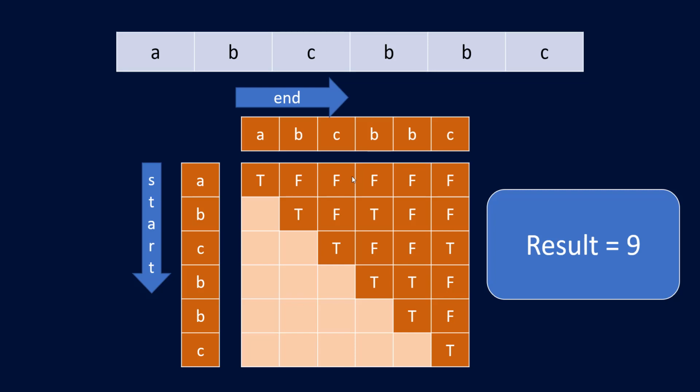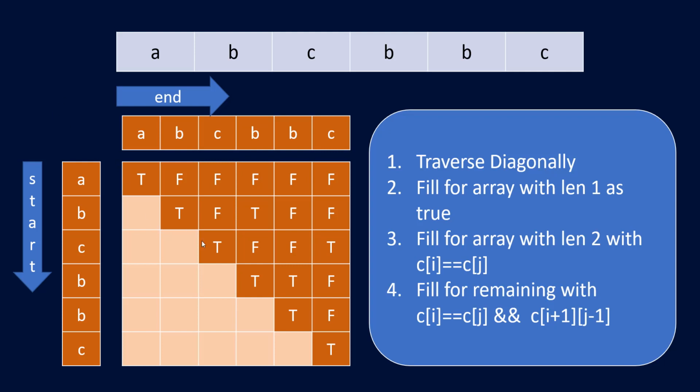So now what is it that you have done here? Here you will be traversing diagonally, and for the first base case, you will fill true for all where the length is 1. For length 2, true wherever your character at i is equal to character at j. And for the remaining, you will check the start and end character, that is character of i and j, if they are equal, and if your middle string is also a palindrome, that means your combined string is also a palindrome, and so you will be writing true for that case. So using these rules, we are going to fill our matrix and then find the count also.